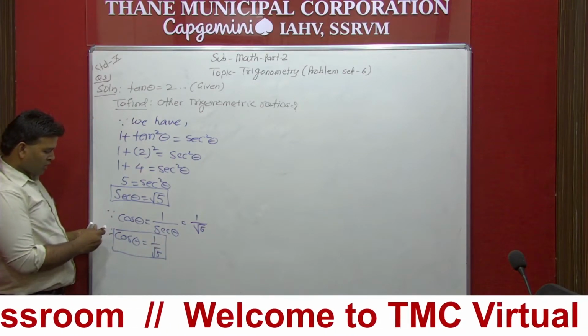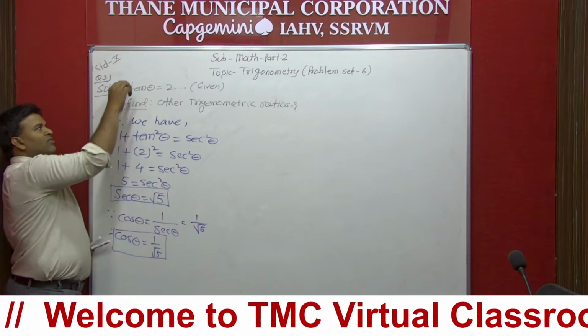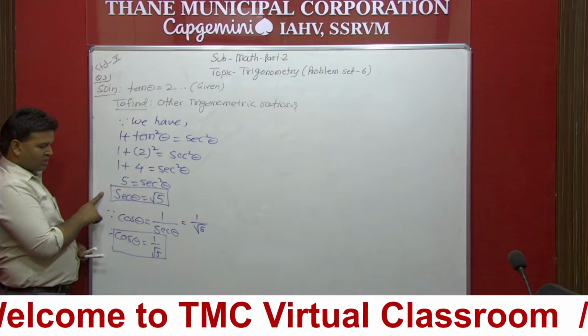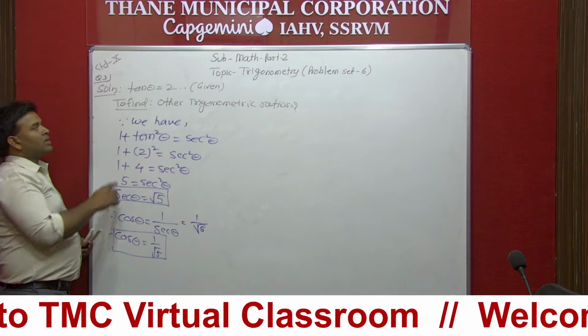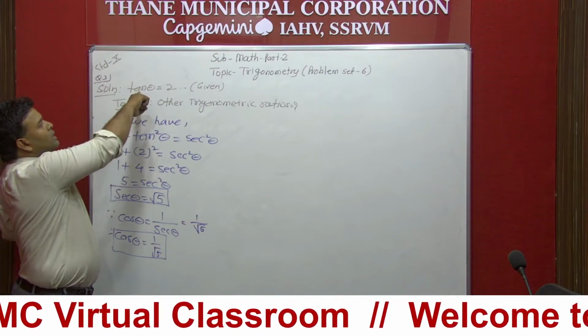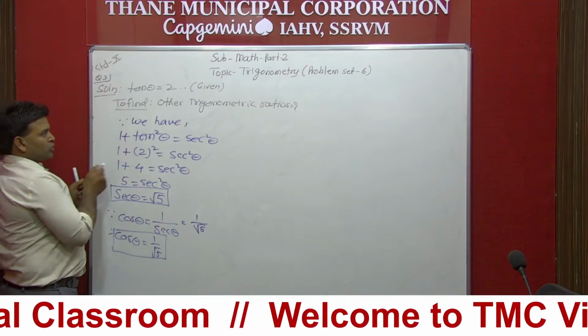Here I got cos theta. Now I got 3 ratios. Tan we have already, then we have got sec and cos. Now I will try to find out cot, because tan is given. Tan ka opposite is what? Cot. So I can find out cot also.